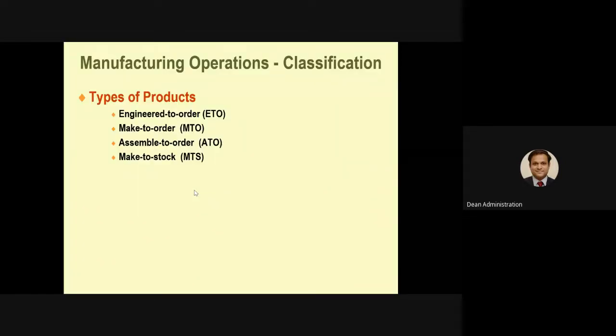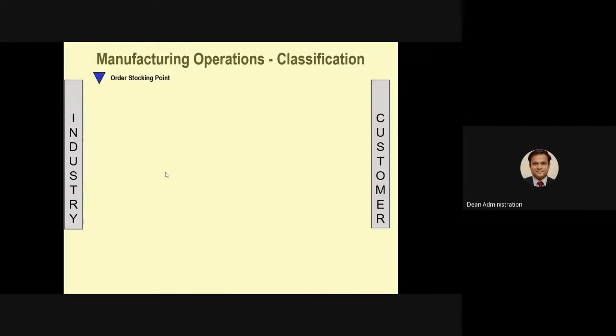Manufacturing operations are classified into these four types. Okay, and these four types, as we saw on the screen, are engineer to order, make to order, assemble to order, and make to stock. Okay? We are going to keep our explanation crisp and brief. So, what is the meaning of all of those? Let us take an example, and based on that, we'll be able to understand this.